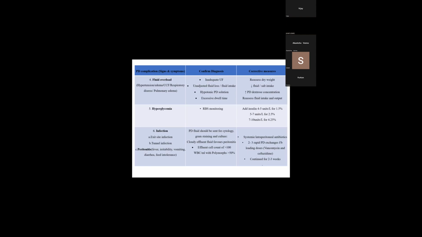Cloudy effluent fluid favors peritonitis, and if the effluent cell count is more than 100 WBC per ml with polymorphs more than 50%, it confirms peritonitis. For this, systemic or intraperitoneal antibiotics need to be started.